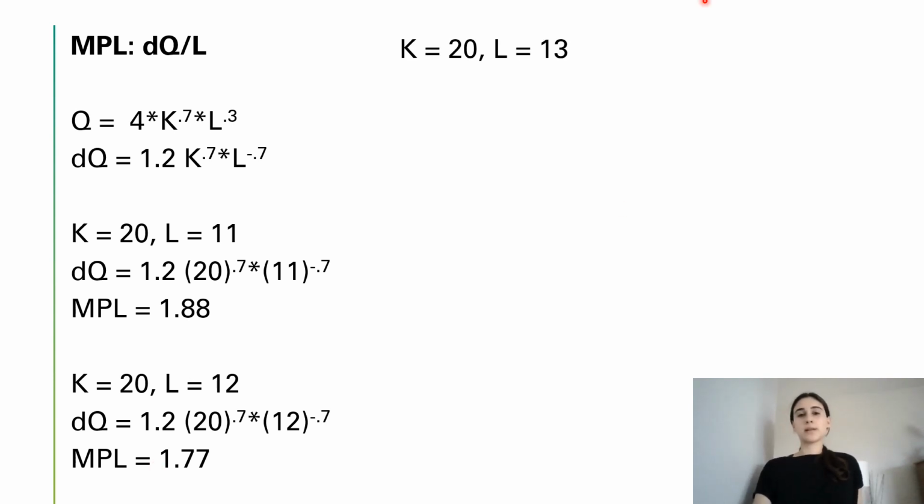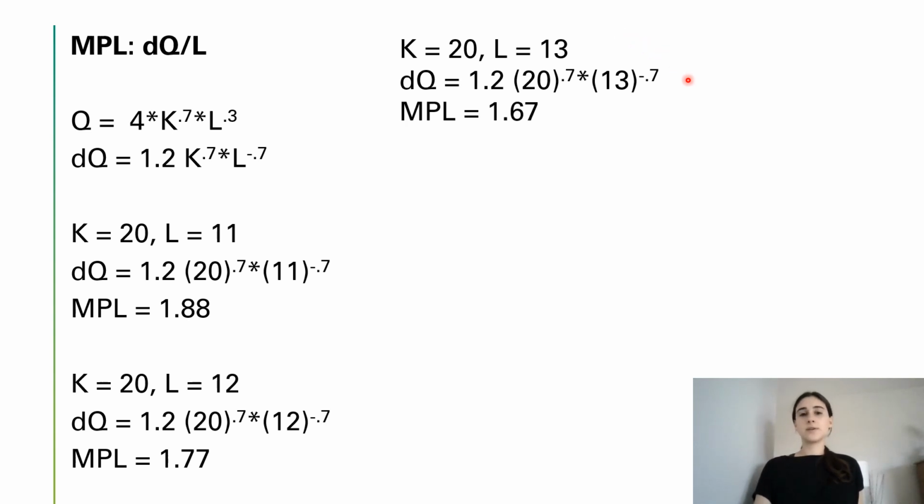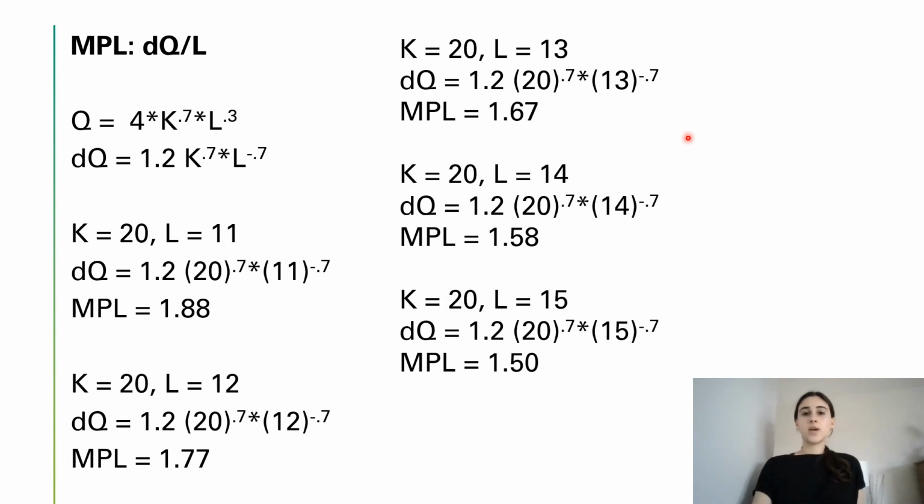You repeat this when L is 13, plug the values into the derivative, and get 1.67. The 13th worker brings in an additional 1.67 units of product. We repeat when L is 14, and we evaluate MPL to be 1.58. The 14th worker brings in an additional 1.58 units of product.